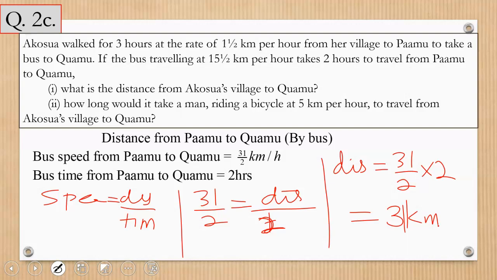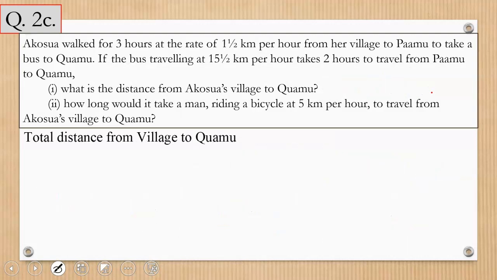So in total, the distance from Akosua's village to Kwemu is going to be the distance Akosua covered, which was 9/2, the same as 4.5, plus 31 kilometers. So that total distance from village to Kwemu is going to give us 35.5 kilometers. So that answers the first question.